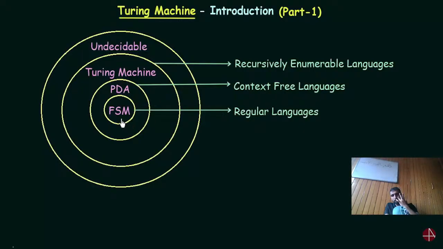So we saw the limitations of finite state machines, and we saw how its limitations were overcome by push-down automata because it is more powerful than finite state machines. And now as we move one step ahead, we are going to study about Turing machine, which is more powerful than finite state machines and also more powerful than the push-down automata. And the class of languages that is accepted by the Turing machines is known as recursively enumerable languages, which we will be discussing in detail as we proceed further in this module of Turing machine.